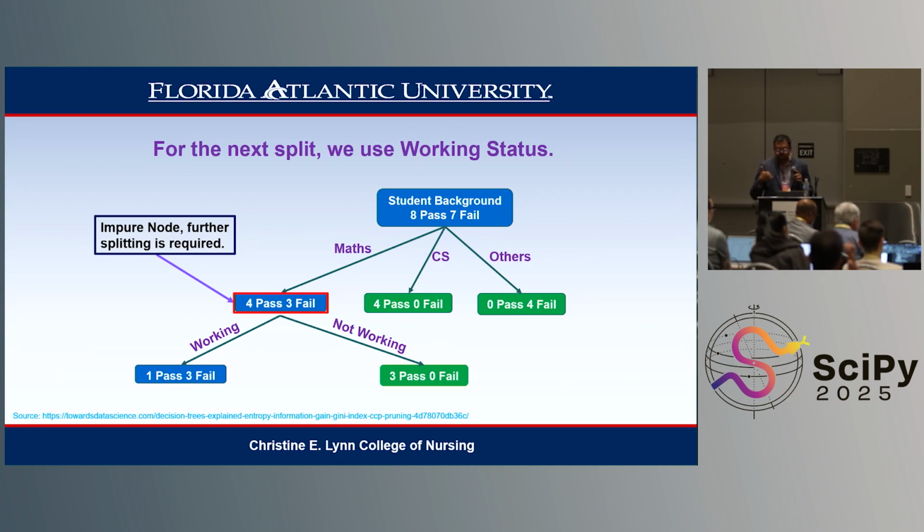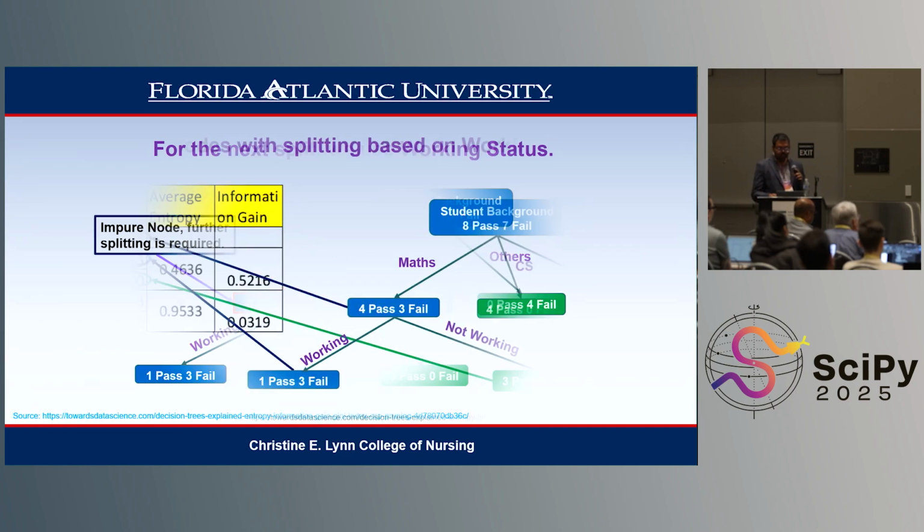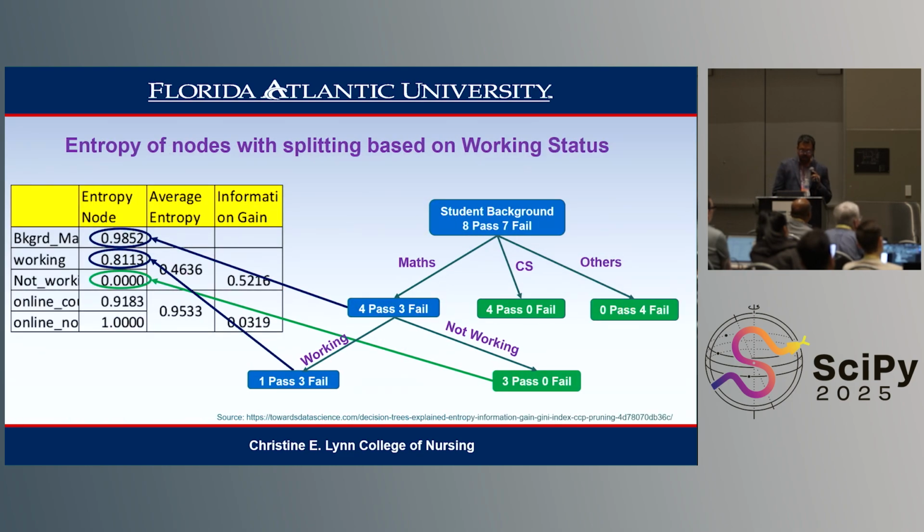Now the splitting continues. We pick the nodes that ended up non-homogeneous. We did not get a very clean picture, so how can we parse that? Again, we are going to do the splitting. The logic is almost similar. We are going to choose working versus not working. This is the entropy of the parent node over here, and then this is the entropy of this node, and 0 is the entropy of this node. And when you do a weighted average, you get 0.4636, and you do a subtraction, that's the information gain.